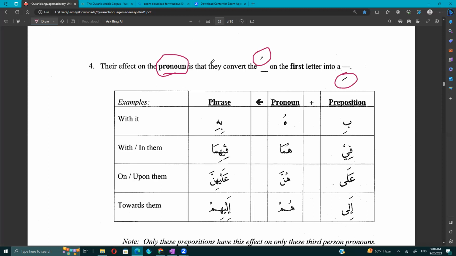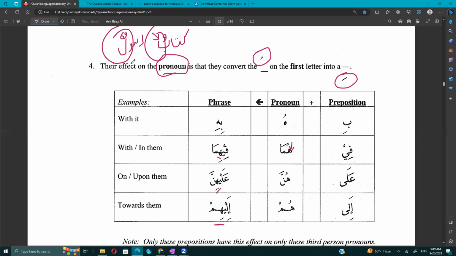What did it do for the nouns? It changed the haraka on the last letter. If it was kitabu or rasulu, the last letter was changed into a kasra. Kitabu was changed into kitabi, or rasulun into rasulin. The last letter was affected for the noun. But in the case of pronouns, the first letter will be affected. If it was hu, it becomes hi. If it was huma, it becomes fi hima. If it was hunna, it becomes alayhinna. If it was hum, it becomes ilayhim. Did you get it?